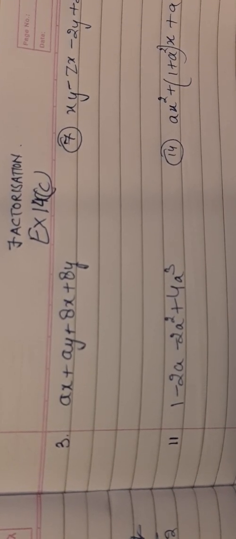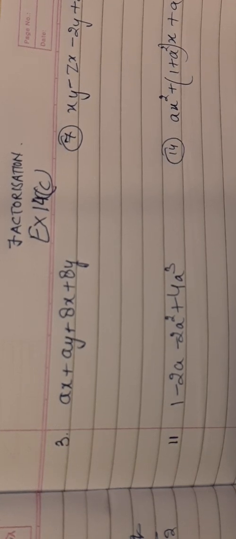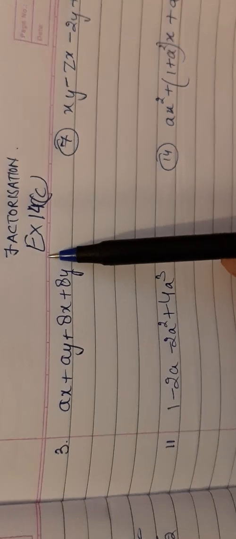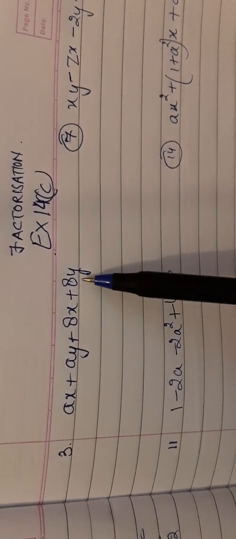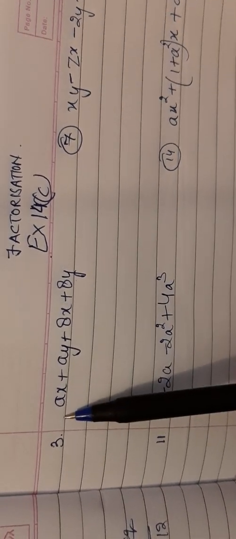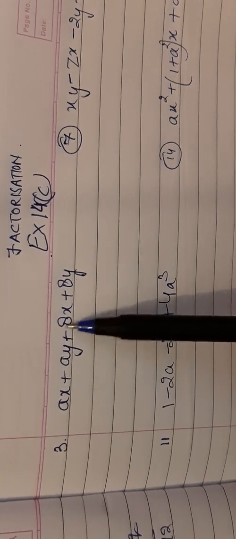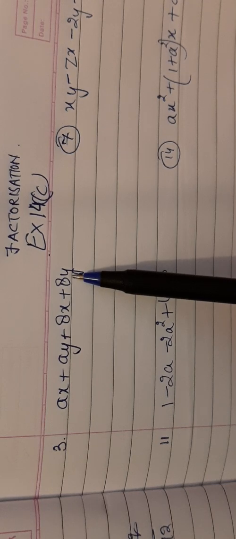I have already done exercise 14a and 14b of factorization with you. Now I am starting up with the same chapter, factorization. I have taken exercise 14c. Now in exercise 14c, you see that the number of terms will be even. Even means there will be minimum 4 terms, 6 terms, 8 terms.